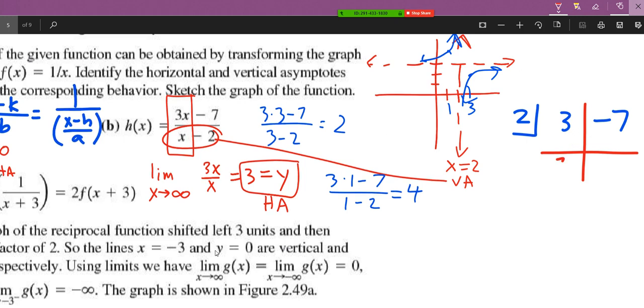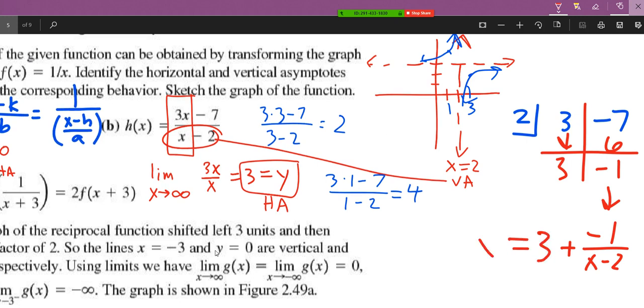So hopefully you carried down the 3 and then you multiplied and you added. Wow, that was quick. You did that, correct? Now, what do you have? That's my question. What is this thing over here? So write it. How do I write it? -1 over x minus 2, right? And that gets added to what? 3, because that's the constant. Look what you have. You have a parabola. Sorry, not a parabola. A hyperbola.